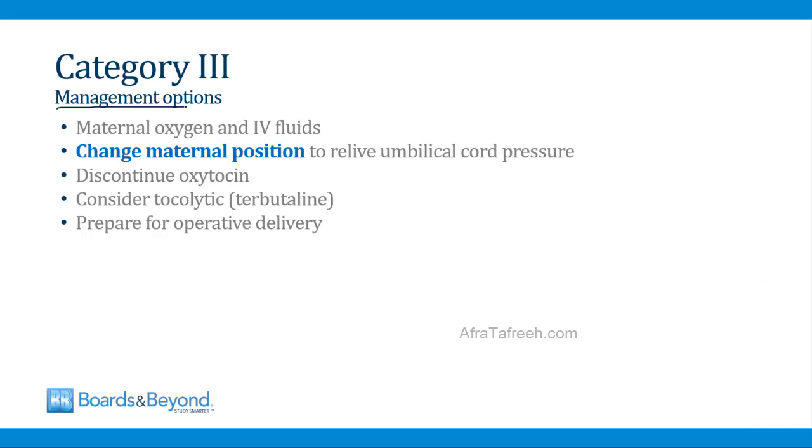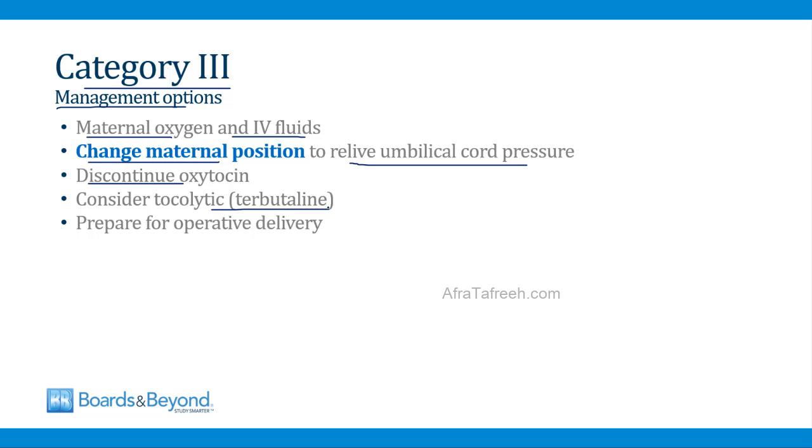So some of the management options for women in labor and delivery who have a fetus with a Category 3 pattern are shown on this slide. First of all, the mother is often given oxygen and IV fluids to try and maximize delivery of oxygen to the fetus. We already talked about how changing the maternal position is a key intervention, especially in women with variable decels, to try and relieve any pressure that may be present on the umbilical cord. Because uterine contractions can cause placental insufficiency, oxytocin is usually discontinued if it's being administered, and sometimes a tocolytic like terbutaline is even considered to stop the uterine contractions altogether.